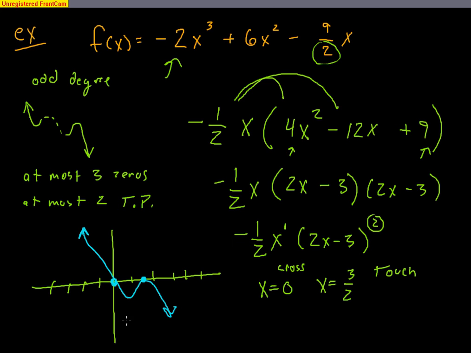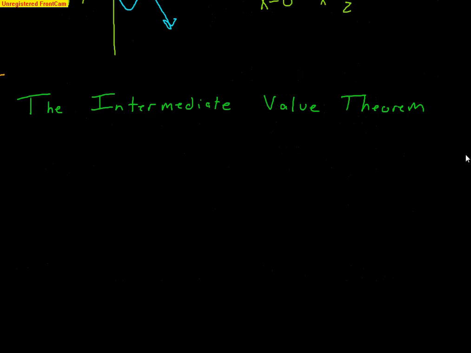So now I was able to follow all of my rules of this being an odd function. There are 2 turning points, which is completely legit. I was allowed to have at most 2 turning points. My end behaviors are correct. I got my crossing 0. I got my touching 0. Everything is just perfect and beautiful there. So very, very nice job.